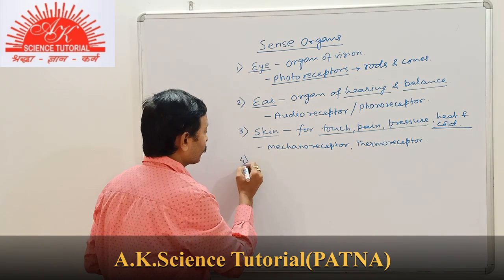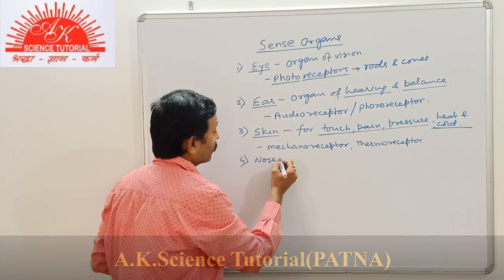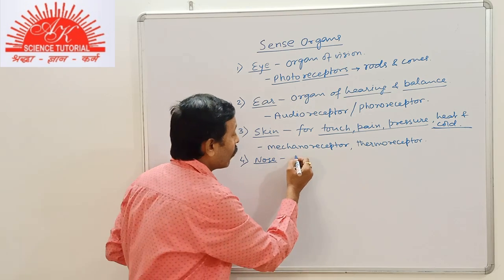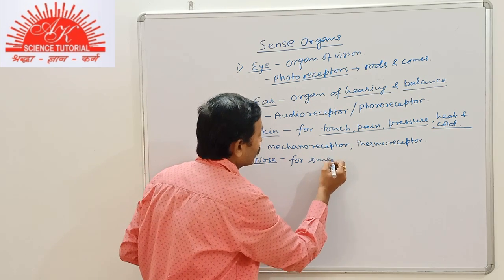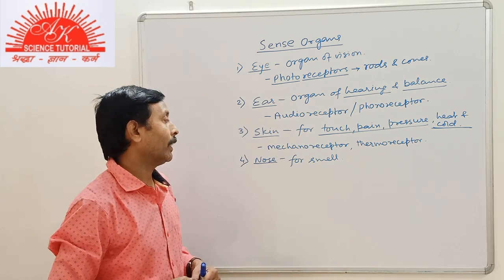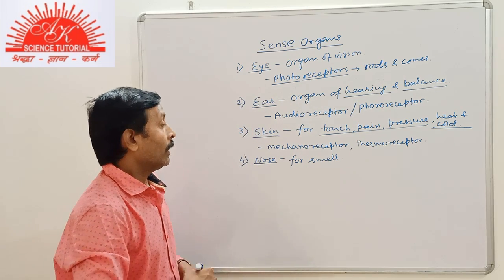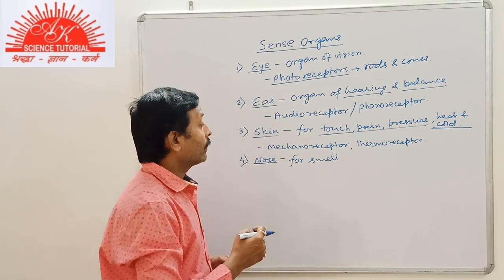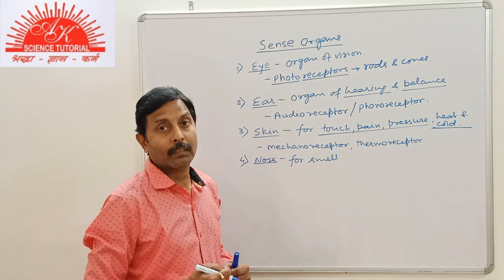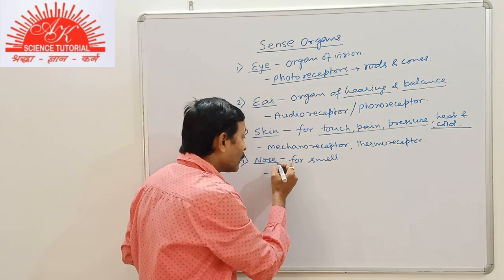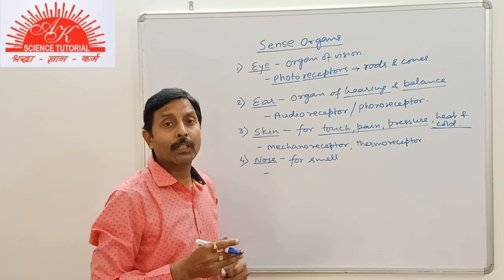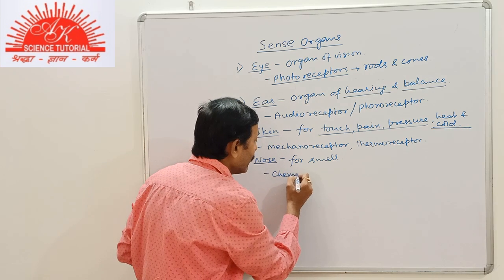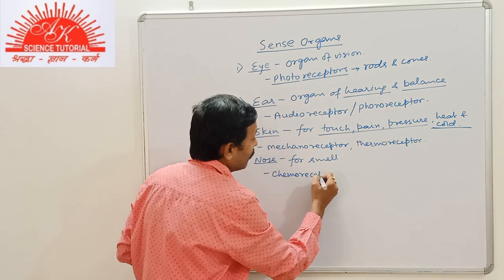Now fourth, nose. Nose is the sensory organ for smell. Now, the cell in it, as you will know, that in our nasal chamber there are olfactory cells. This is the cell in nose which is responsible for the smell, for the chemicals. So it is known as chemoreceptor.